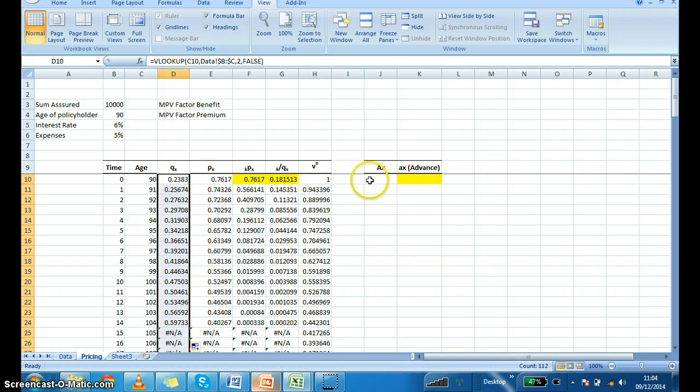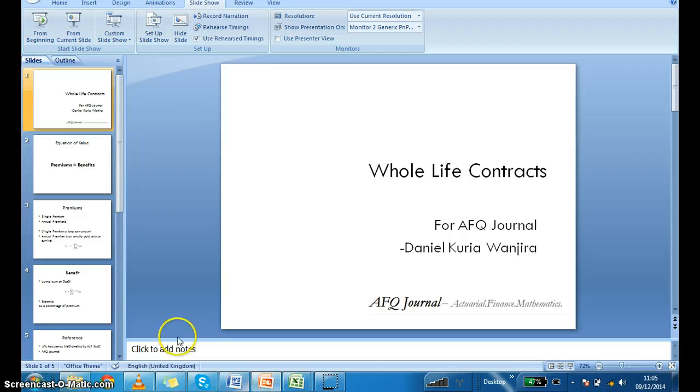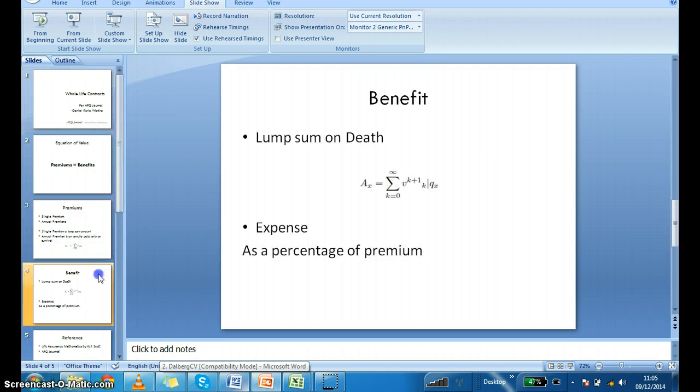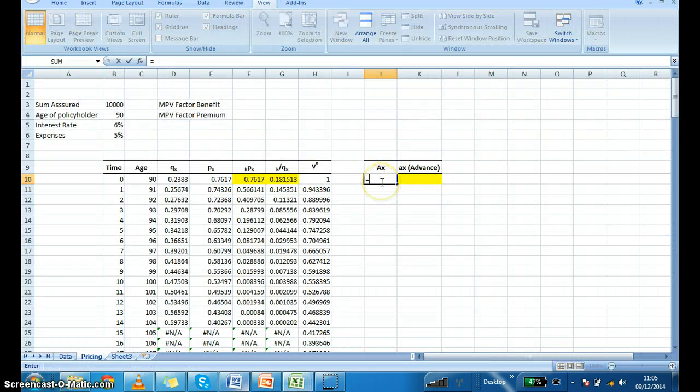So now we come to the assurance bit. In the assurance bit, if you can remember from the presentation, the lump sum was just the summation of v^(k+1) times k|q_x. So here what we do is we'll multiply that.